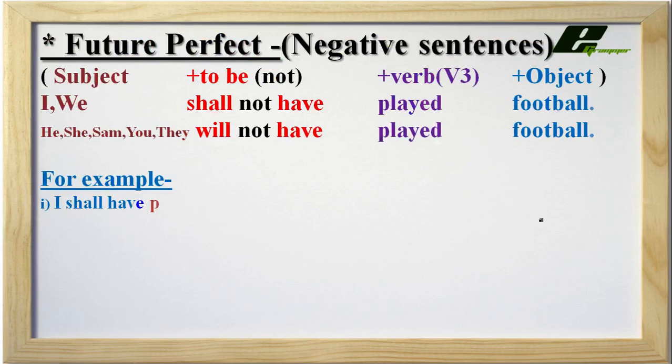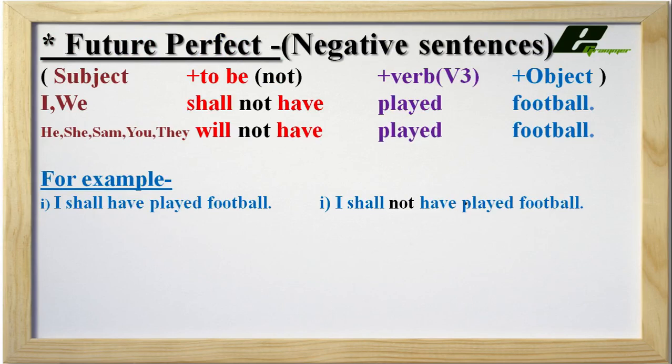See some examples for this. I shall have played football. What I've done here, I picked this affirmative sentence and kept it as it is. But I've made a small change in it. I added not in between shall and have, and that sentence becomes a negative sentence. Isn't it simple? But you have to keep in mind where we are going to use that not. Okay? See another example for this.